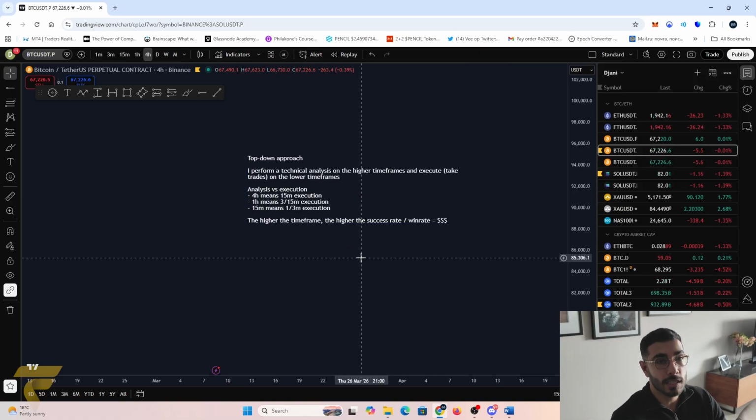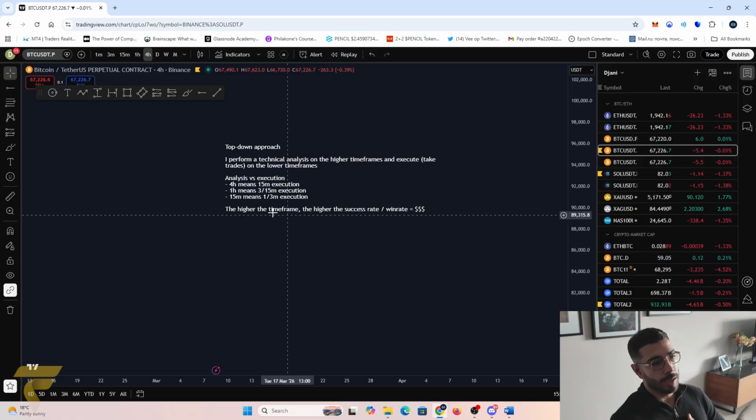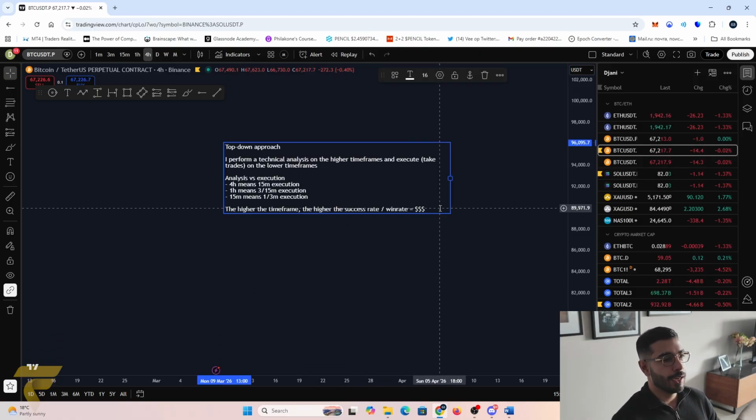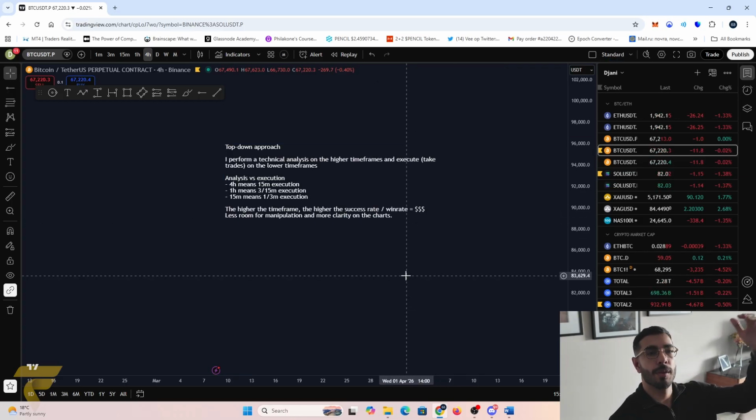Okay, the lower time frames, it's nice to see how candlesticks are being created and formed and so on. At the end of the day, less is more, and you really want to put yourself into position. You want to get to a phase where you spend as little time as possible on the charts and maximize the amount of money that you can extract from the market. The higher the time frame, the higher the success rate and win rate, with less room for manipulation and more clarity on the charts. Okay, so this is pretty much what I do. Higher time frame to lower time frame.